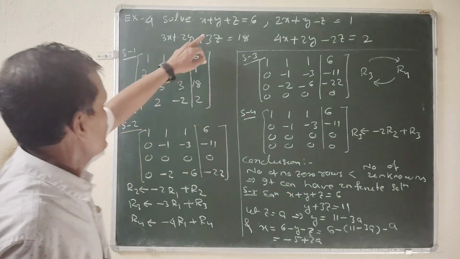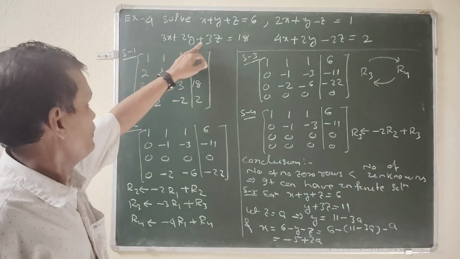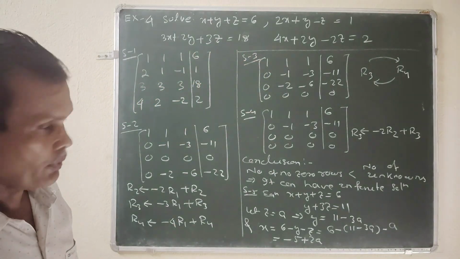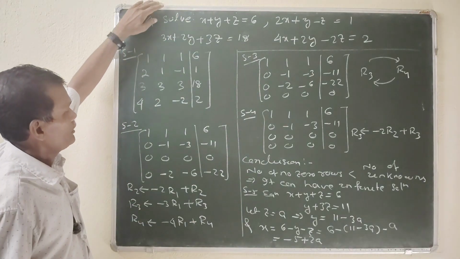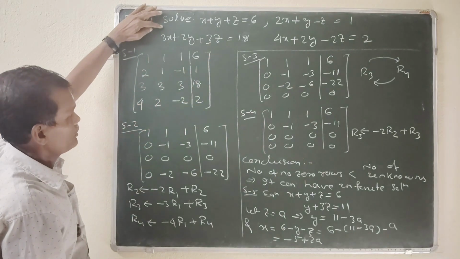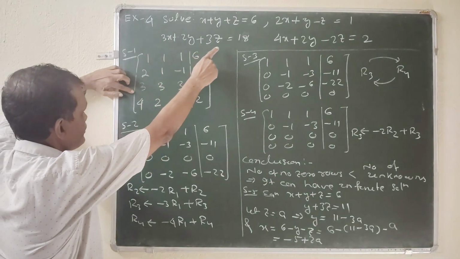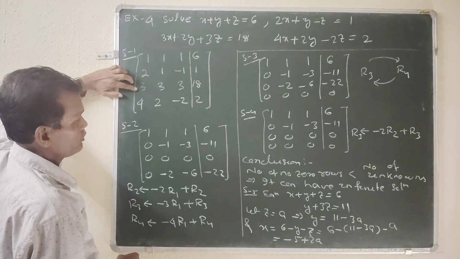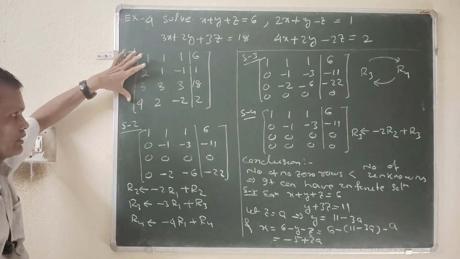This is the system of equations: x plus y plus z equal to 6, 2x plus y minus z equal to 1, 3x plus 2y plus 3z equal to 18, and 4x plus 2y minus 2z equal to 2. From this system of equations, this is our augmented matrix. First equation, x plus y plus z equal to 6, the row is 1 1 1 6. Second equation, 2x plus y minus z equal to 1, the row is 2 1 minus 1 1. Third equation, 3x plus 2y plus 3z equal to 18, that is 3 2 3 18. Fourth equation, 4x plus 2y minus 2z equal to 2, 4 2 minus 2 2. So this is our augmented matrix, right?